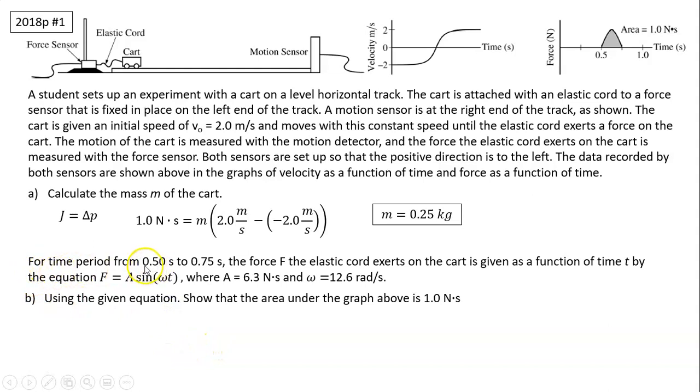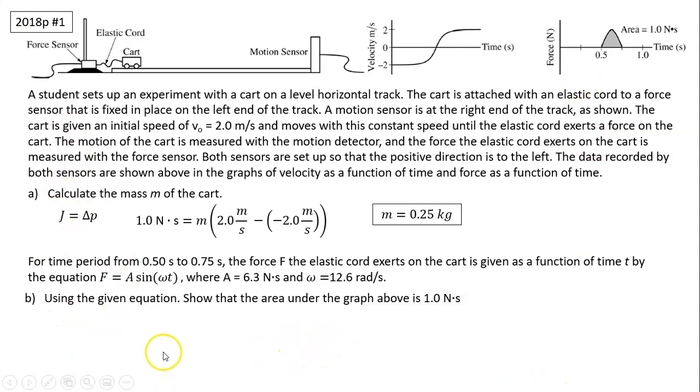For the time period from 0.5 seconds to 0.75 seconds, the force F the elastic cord exerts on the cart is given as a function of time by this equation, F equals A sine omega t, where A equals 6.3 Newtons and omega equals 12.6 radians per second. Use the given equation to show that the area under the graph over here is 1 Newton times second.